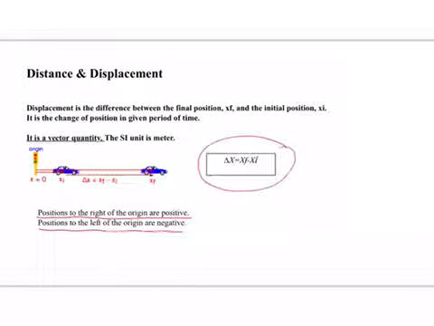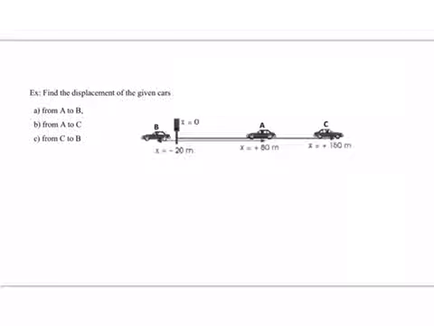So we find the displacement from this formula. The subtraction of the initial position from the final position will give us the displacement, which is a vector quantity. Let's understand it with an example. Let's find the displacement of the given car from A to B. So the displacement, the final position is B, xB minus xA.